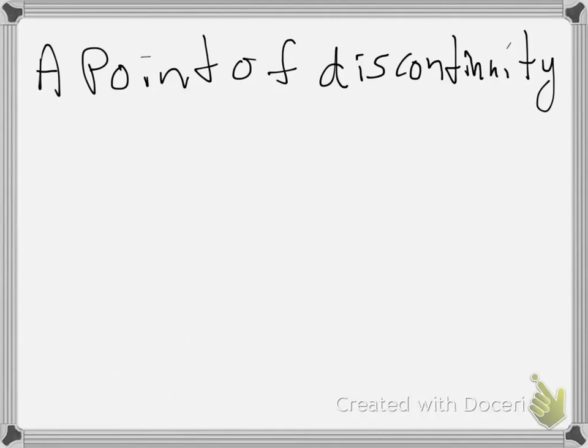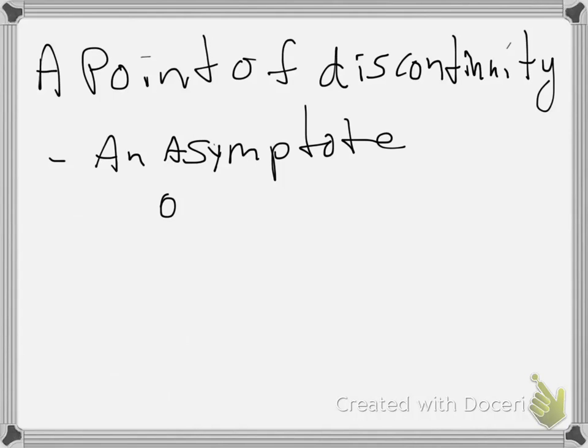Now, what does that mean? That means that the graph has some sort of break there. There's a hole, there's an asymptote, something is happening right there that two branches of the graph aren't meeting up. Now, usually, like I said, it's an asymptote or a hole. But how can you tell the difference? Well, let's take a look at an easy one.